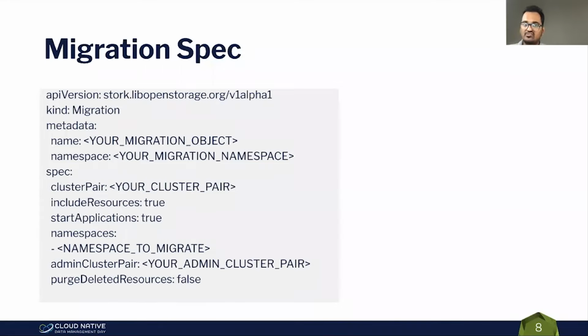Start applications is true because we want this to be a one-time migration. As soon as the application is completely migrated, and all the objects are copied over to the secondary site or the destination cluster, you want the application to start as soon as possible. And if you want to just have one migration spec for all your different namespaces, you can have an admin cluster pair and an admin namespace that manages your migration for all different namespaces.